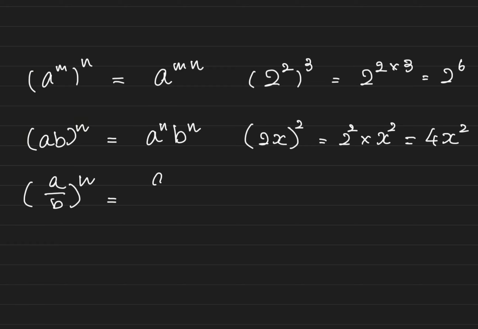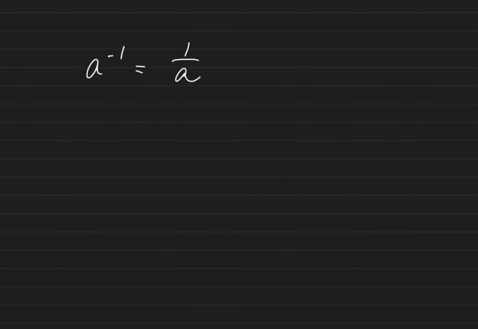This means that to raise a fraction to a power, apply the power to both the numerator and denominator. For example, 2 over 3 to the power of 2. Since we're applying the power to both numerator and denominator, the answer would be 4 over 9. Now on to the next one.